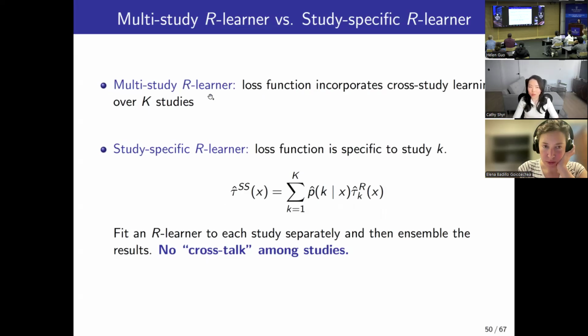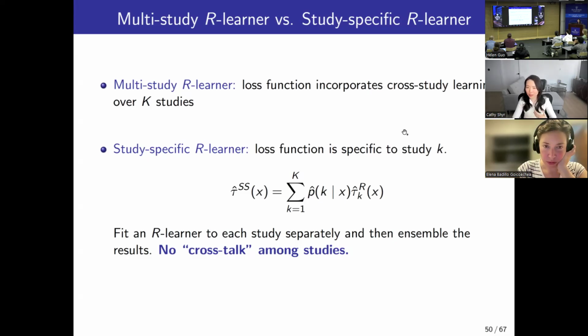So far we've been talking about the multi-study R-learner. Again, this is where the loss function incorporates cross-study learning over the case studies. The second estimator we want to look at is the study-specific R-learner. So this is the case where the loss function is specific to study K. And the way we would obtain this estimate is that we would fit an R-learner to each study separately, and then take the weighted average and ensemble the results.